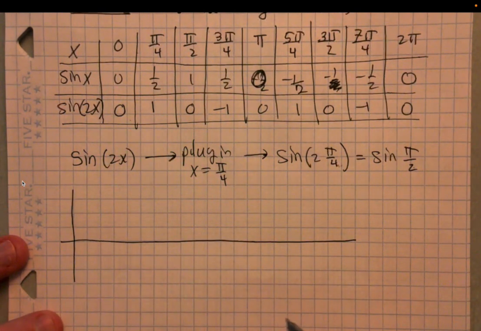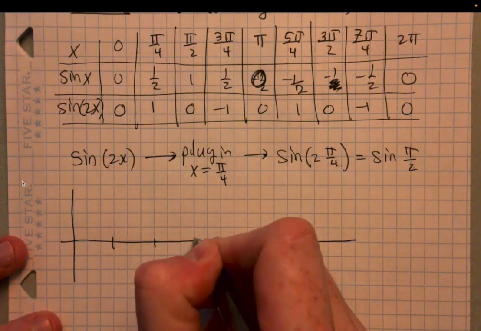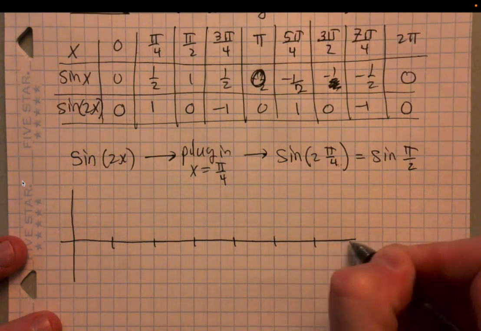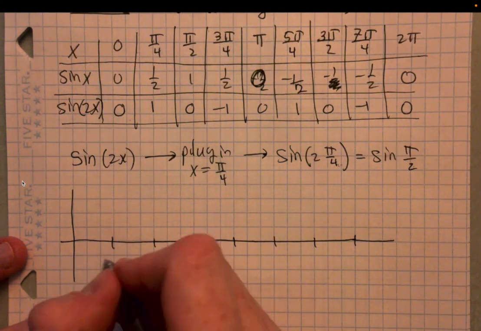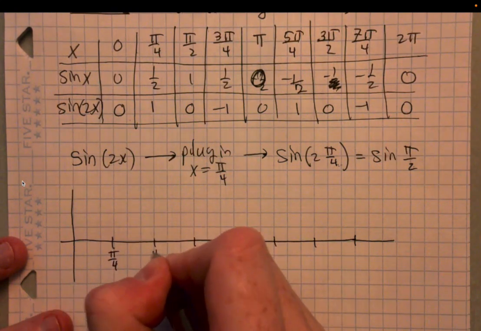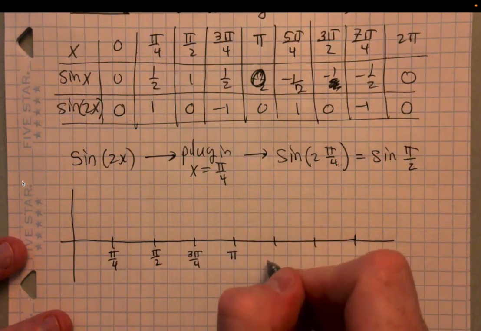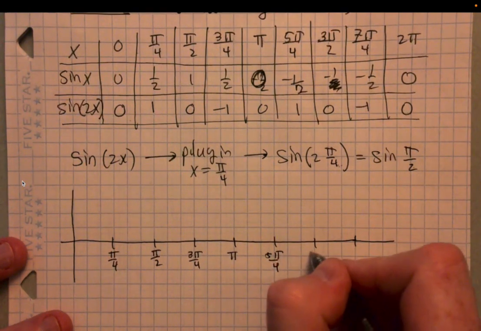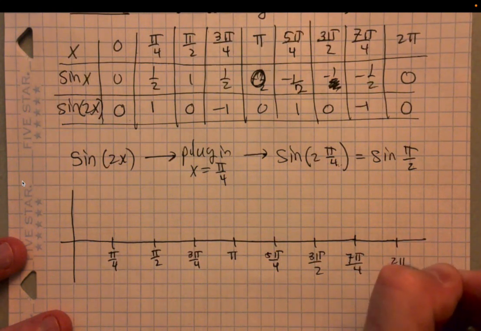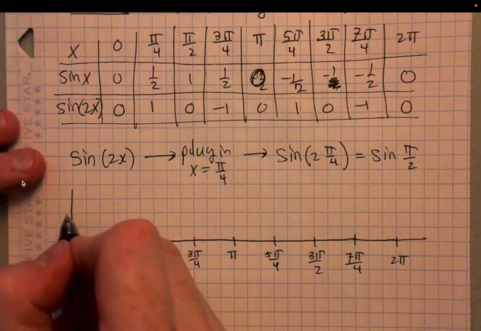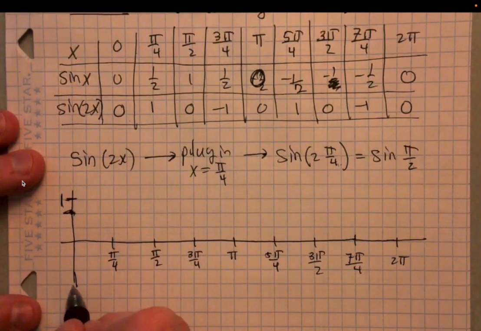Let's actually plot this. And we'll go like this. Okay. And let's put some of these angles on. So there's 0, and we'll say this is pi over 4, and then pi over 2, 3 pi over 4, and pi, and then 5 pi over 4, 3 pi over 2, 7 pi over 4, and 2 pi. Then let's just say this is 1, and actually let's put it up a little higher. 1 will be up there, and then this will be -1.